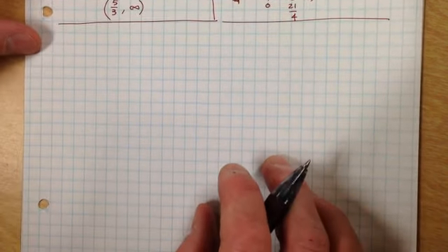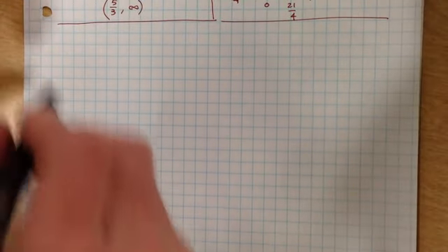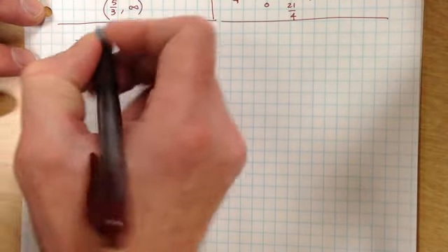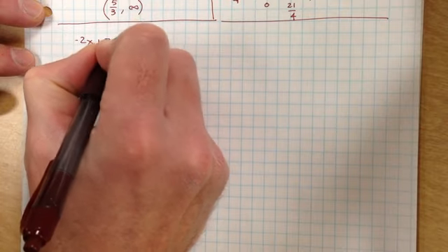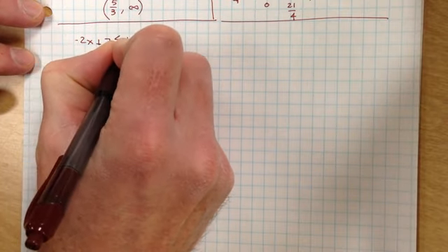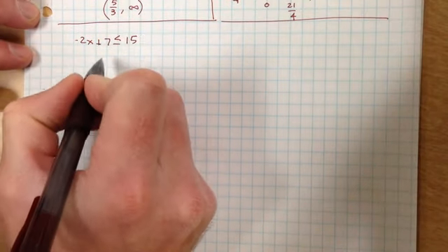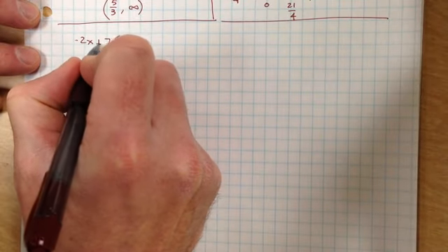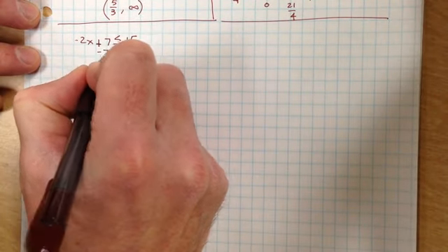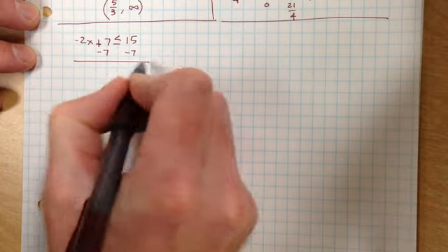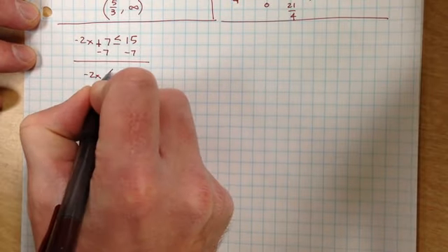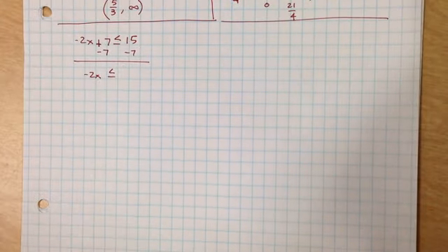We're just going to kind of keep on going with a few of these here. So let's take a look at negative 2x plus 7. We're going to start introducing some of these negatives now. Less than or equal to 15. First we will subtract 7 from both sides. Negative 2x is less than or equal to 8.